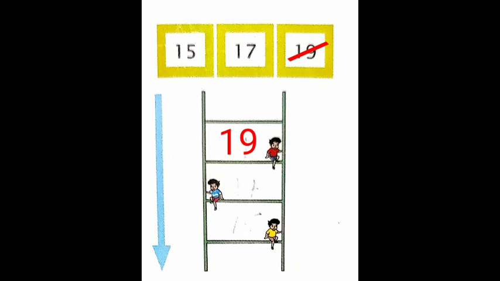Next, it is 17. Strike out 17 and write 17 in the second box. Children, remember, start writing the decreasing order from the topmost box. Now the last number we are left with 15. So strike out 15 and write 15 in the third box.